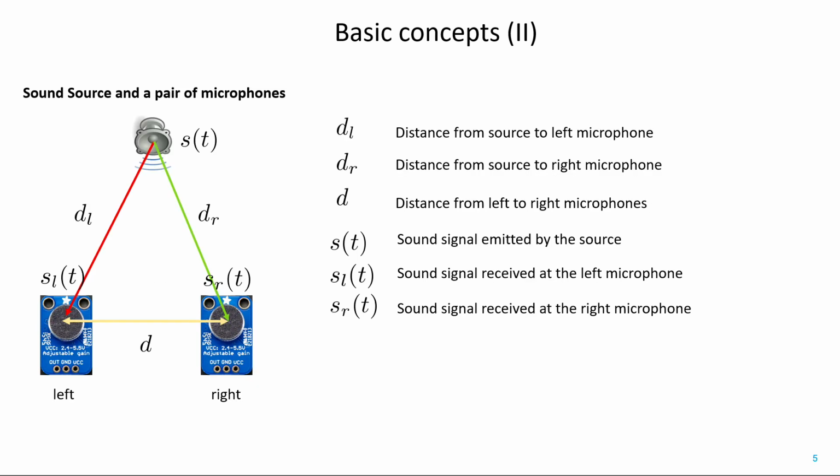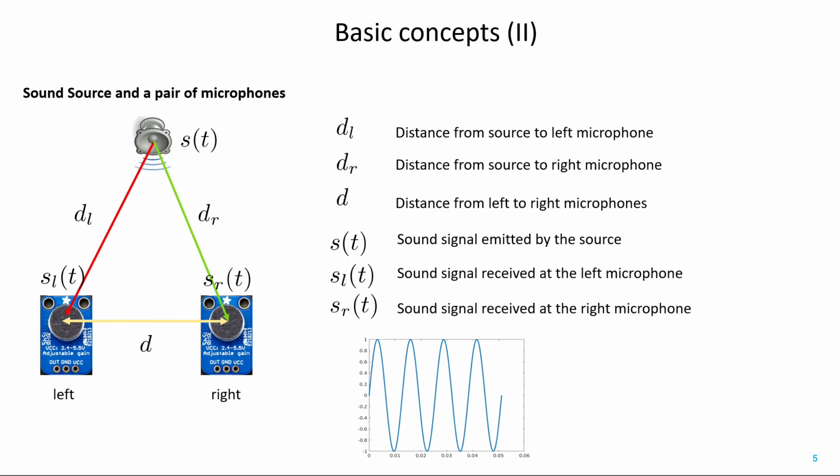Now let's consider our basic setup, a sound source and a pair of microphones. We have a sound source emitting a signal, let's call it S(t), which is a function of time. We have two microphones labeled left and right. dL represents the distance from the source to the left microphone, and dR represents the distance from the source to the right microphone. D is the fixed distance between the two microphones. The signal received by the left microphone is called SL(t), and the signal received by the right microphone is called SR(t).